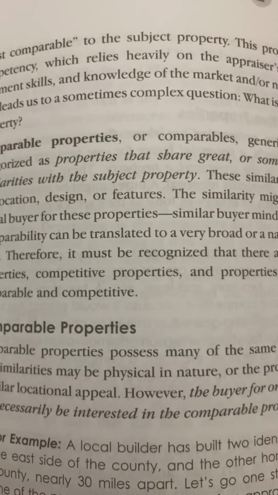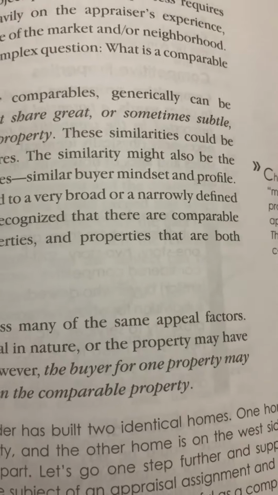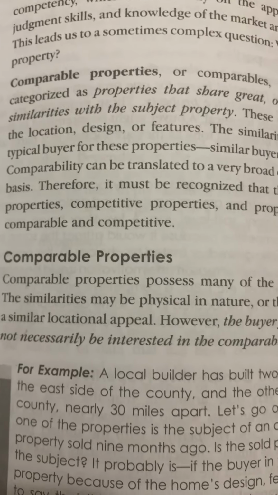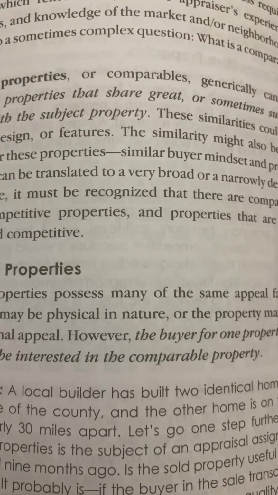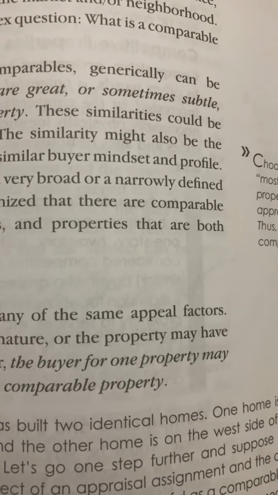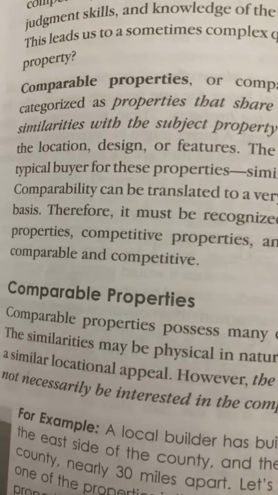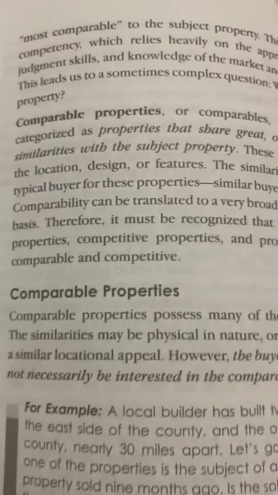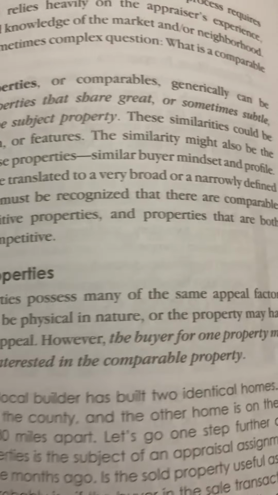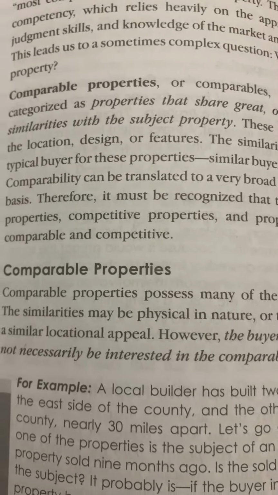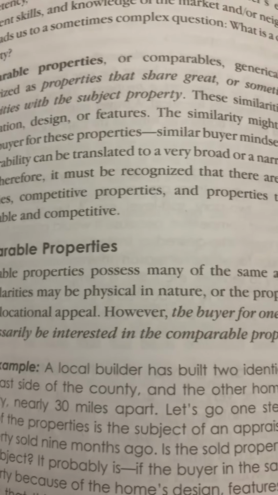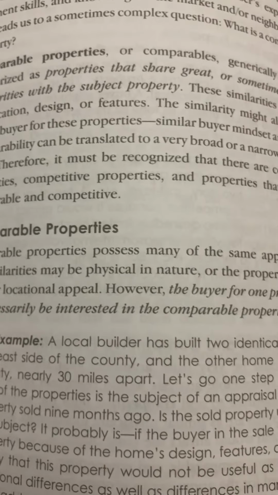This leads us to a sometimes complex question. What is a comparable property? Comparable properties, or comparables, generically can be categorized as properties that share great or sometimes subtle similarities with the subject property. These similarities could be the location, design, or features. The similarity might also be the typical buyers for these properties, similar buyer mindset and profile.